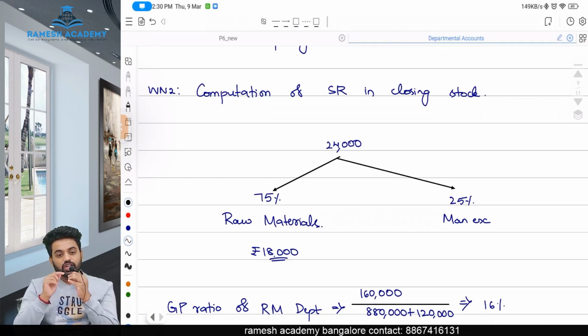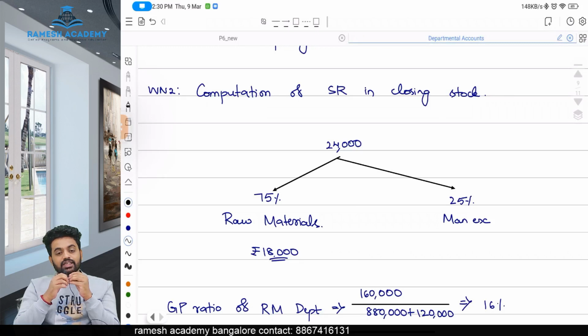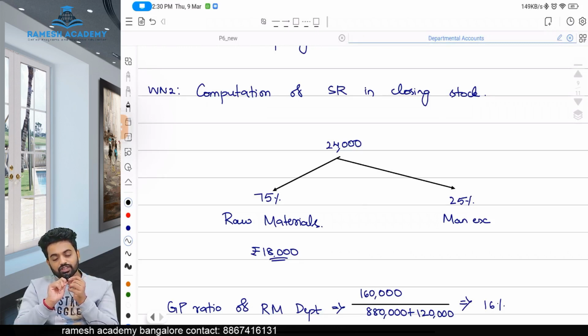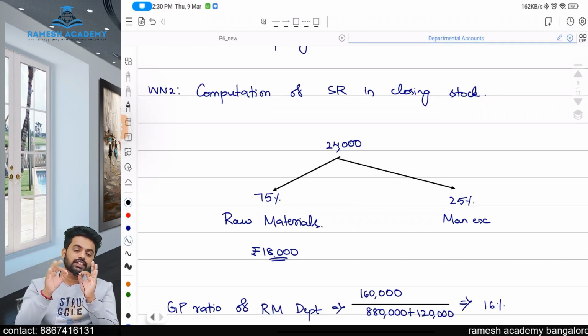So this year's gross profit we calculated. How to calculate the gross profit, sir? Gross profit divided by sales. Here sales not only means what is sold to the outsiders, but as you are selling your goods at a selling price to even your department also, that is also considered as a normal sale.